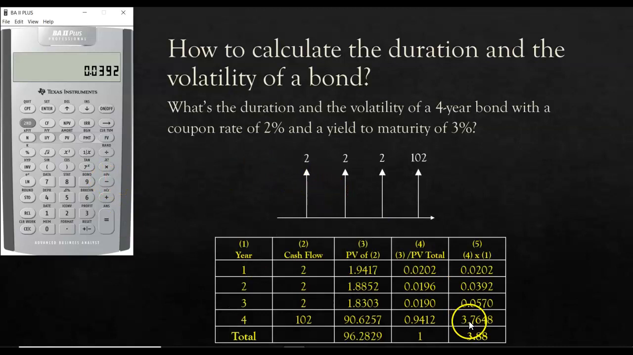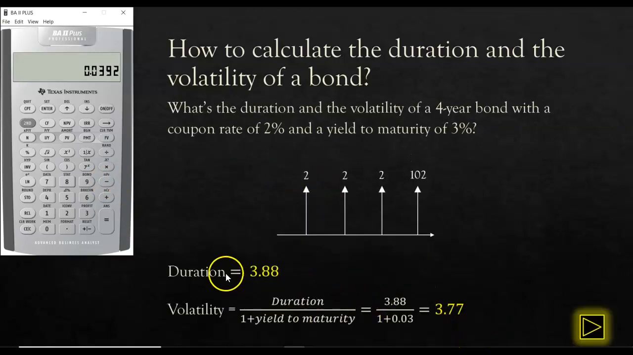So going back here, this is the summation. This is basically your duration. And then to go from duration to volatility, we take the duration and divide by 1 plus the yield to maturity. The yield to maturity here is given to us as 7%. So in this case, the volatility, which is also called the modified duration, by the way, can be calculated as 3.88 divided by 1 plus 0.07, and that is going to give you a volatility of 3.77.